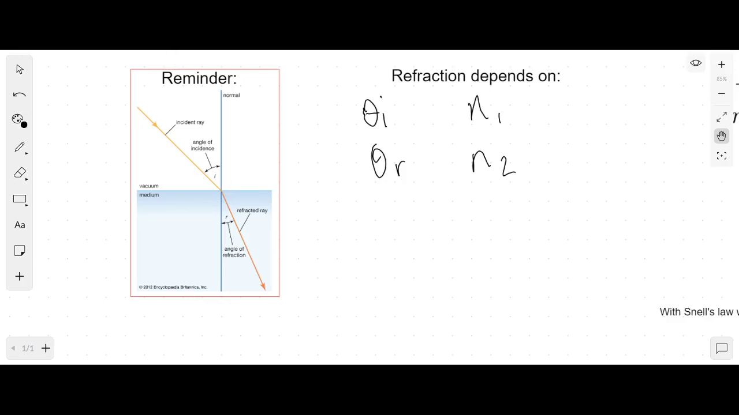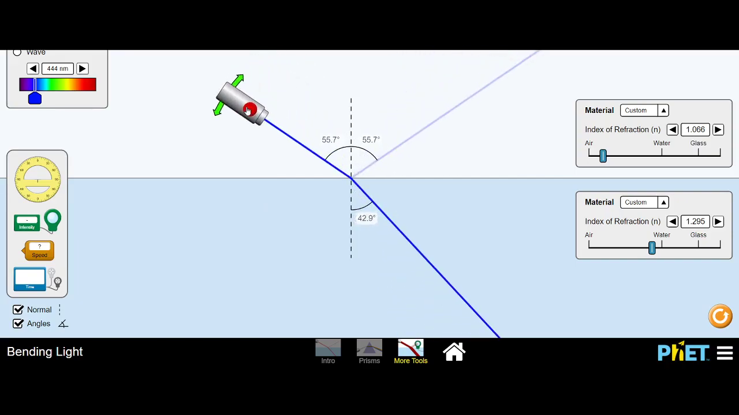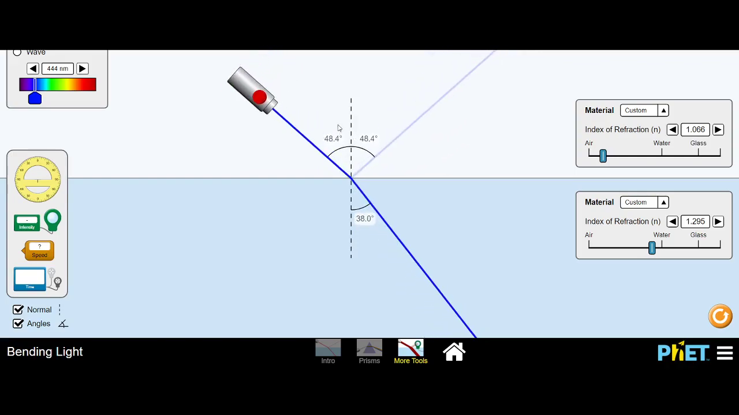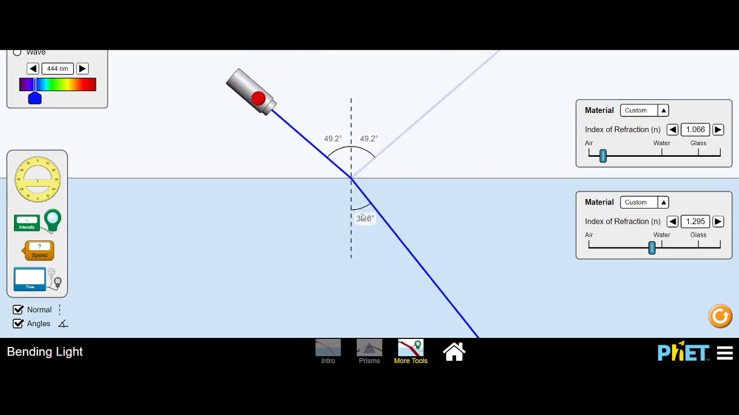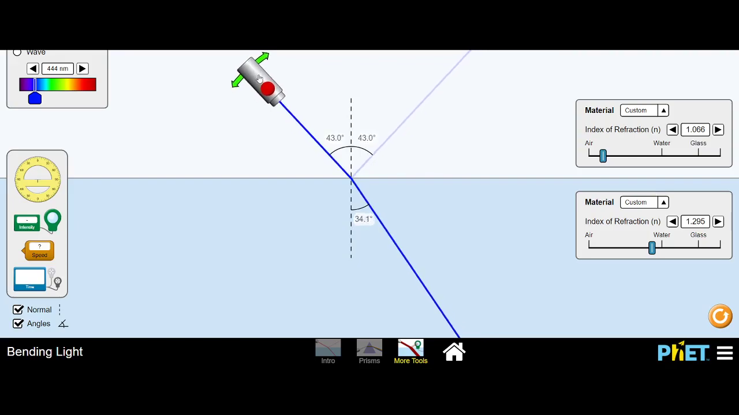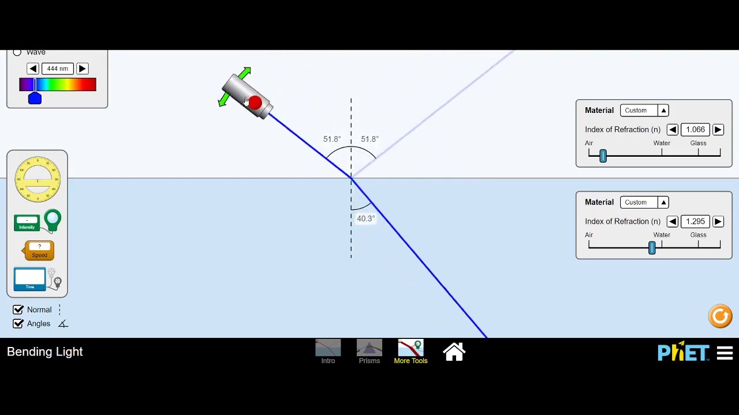What I'm going to show you is this PhET simulation that you've seen before. We're using a blue light this time instead of red. We're feeling a little blue today. So what we want to see is that if I change the angle of incidence, which is this angle here, what also changes is the angle of refraction, which is this angle here. So if I play around with this angle, that angle changes, and vice versa.